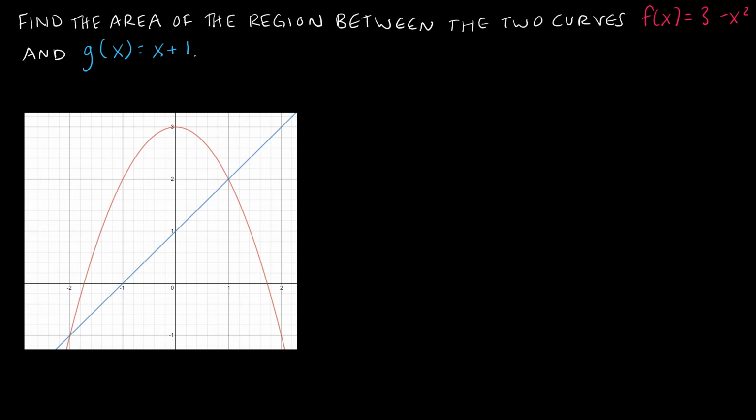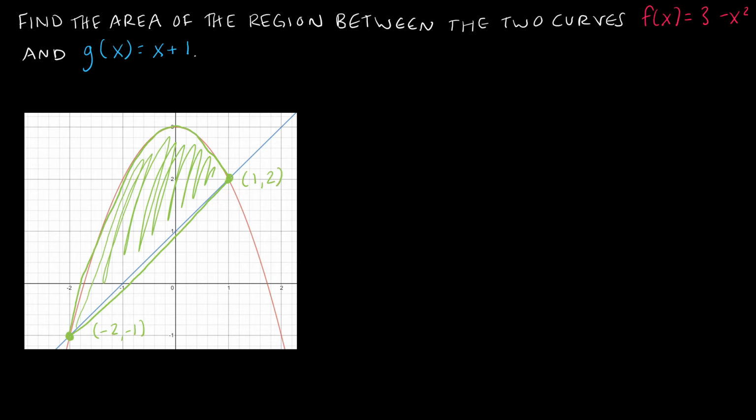Let's take a look now at our first example where the limits of integration are not given to us. So as you can see, I'm finding the area of the region between the two curves, f of x equals 3 minus x squared, and g of x equals x plus 1. So I can see by graphing this, I'm looking for this region. And again, I can sort of cheat and just look at the graph and see that this is the point -2, -1, and this is the point 1, 2. And so I know that I would be integrating from -2 to 1.